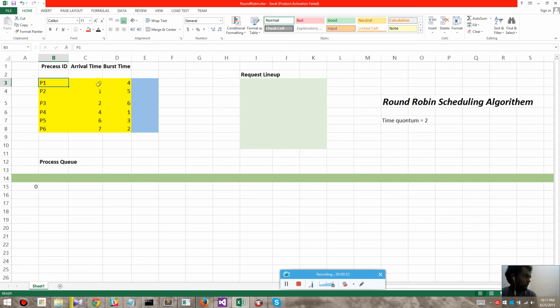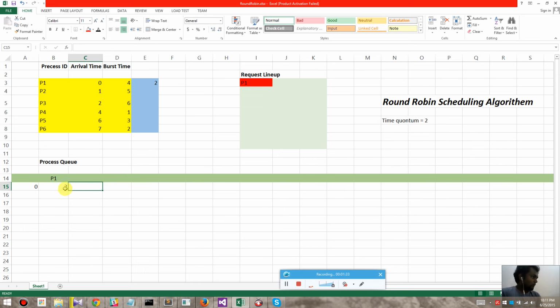It arrives at time 0, has a burst time of 4, which means that this one needs an additional time quantum to complete, which is 2 time units. So I'm going to mark the remaining time here, and I'll mark P1 as executed. All the executed processes I will mark in red here, so they are easy to figure out. P1 will execute on the timeline like this, up to 2, because the time quantum is 2, right?